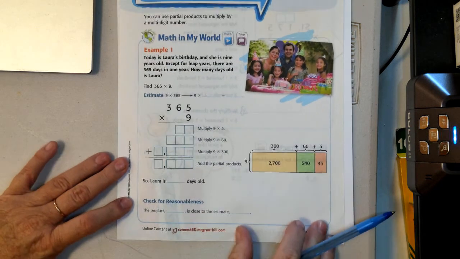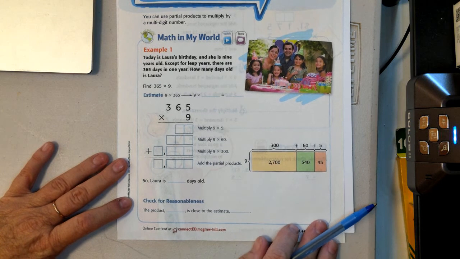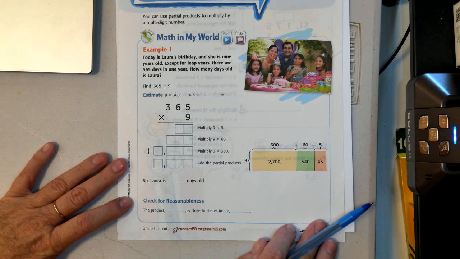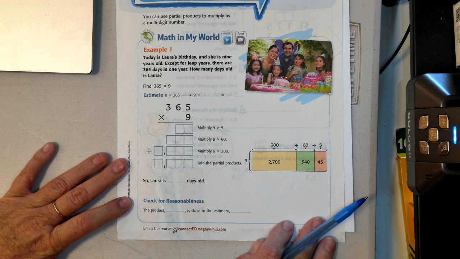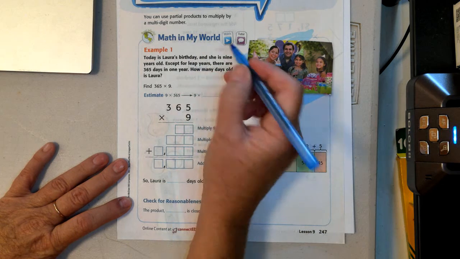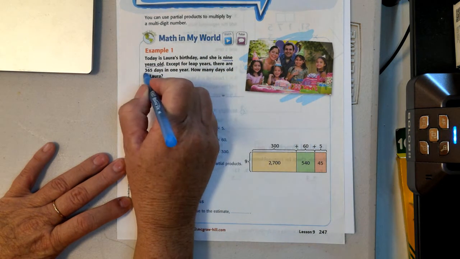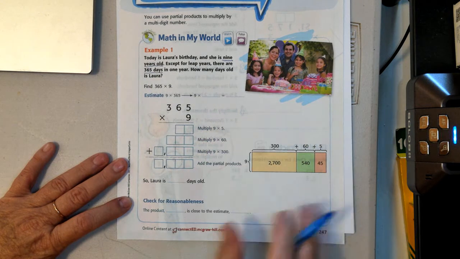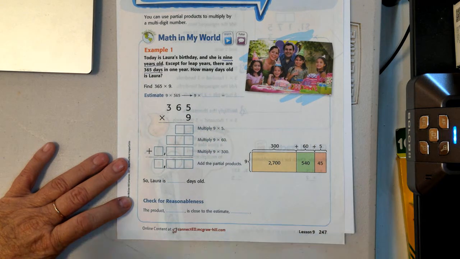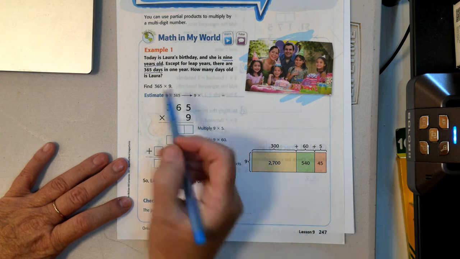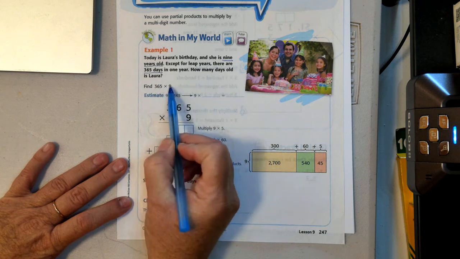Okay, so today is Laura's birthday and she is 9 years old, except for leap years. There are 365 days in 1 year. How many days old is Laura? Okay, so she's 9 years old and there's 365 days in a year. So to figure out how old she is in days, we have to go 365 times 9.